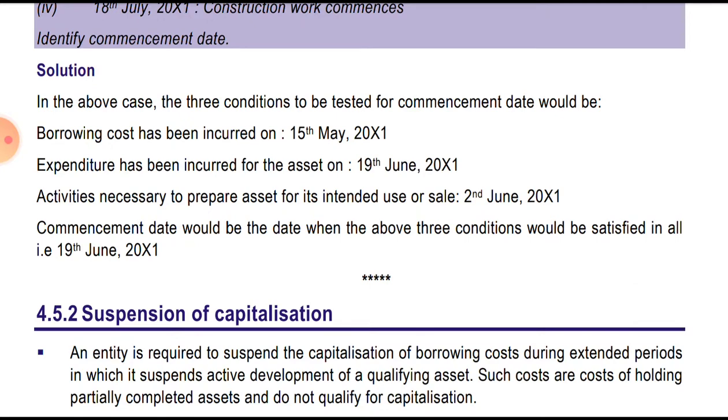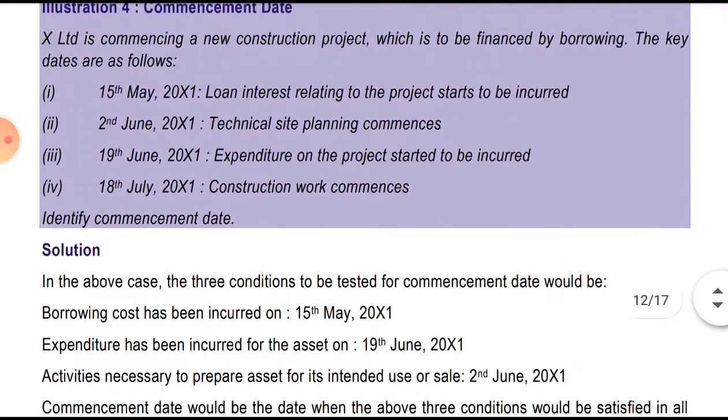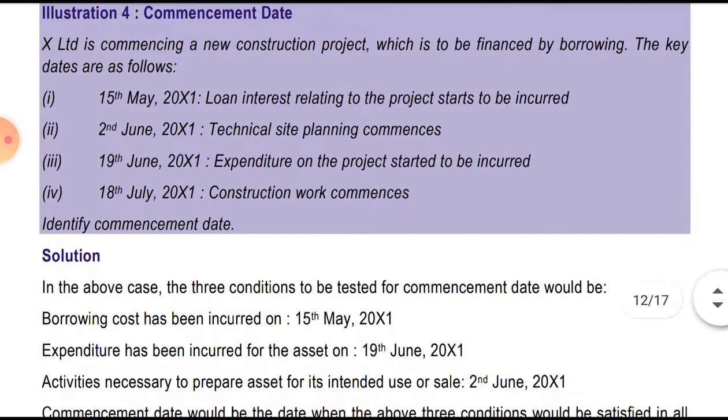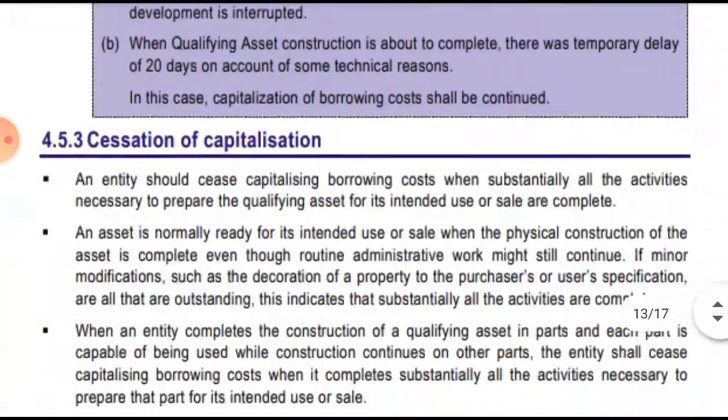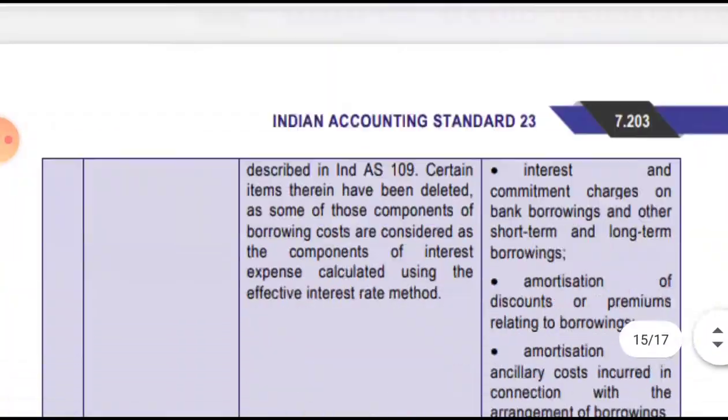See, the borrowing cost was incurred on 15th May. On 15th May we had taken the loan. Then expenditure was incurred on 19th June. And activity necessary to prepare the asset for its intended use or sale was commenced on 2nd June. So from all the above dates, when all three conditions are satisfied, that is on 19th June. So the date is 19th June. Then the commencement date is 19th June.